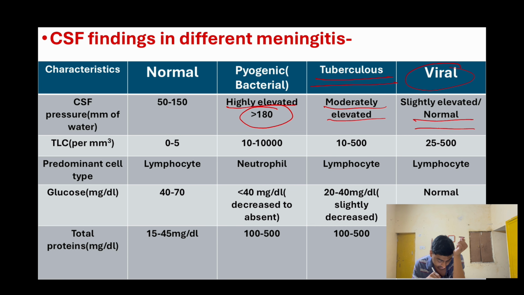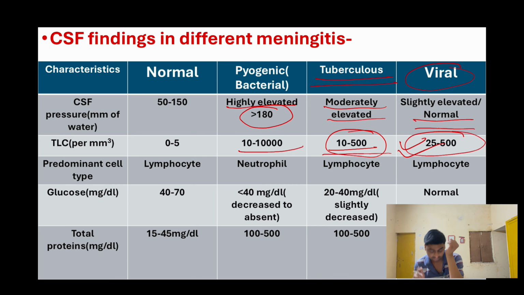Now the second characteristic feature is TLC, total leukocyte count, that is in per cubic mm. The normal value of the TLC is 0 to 5 cells per cubic mm. But in pyogenic meningitis, we can see it has a very high value, between 10 to 10,000 count per cubic mm. In tuberculous meningitis, the TLC is 10 to 500, and in case of viral meningitis, 25 to 500.